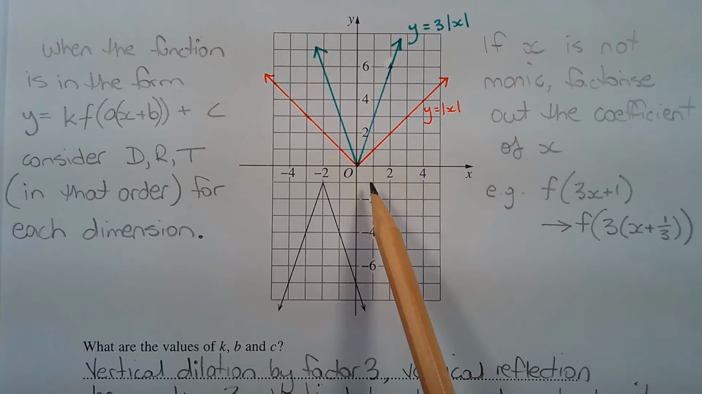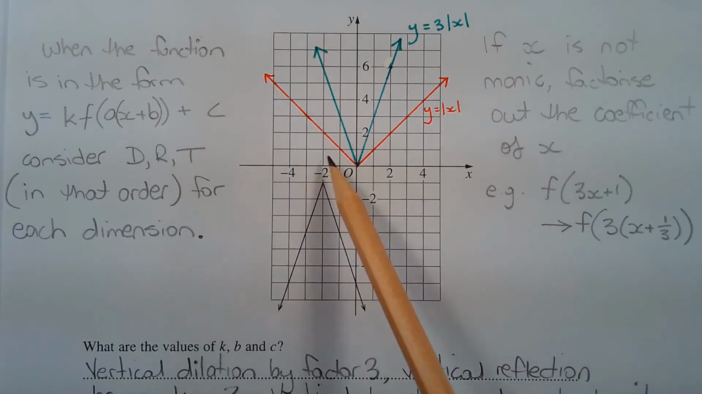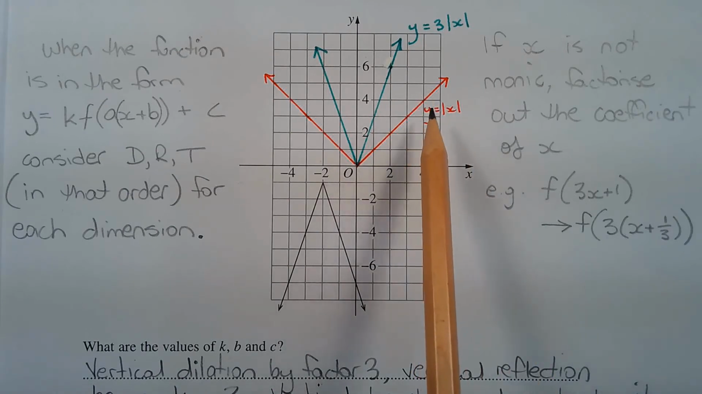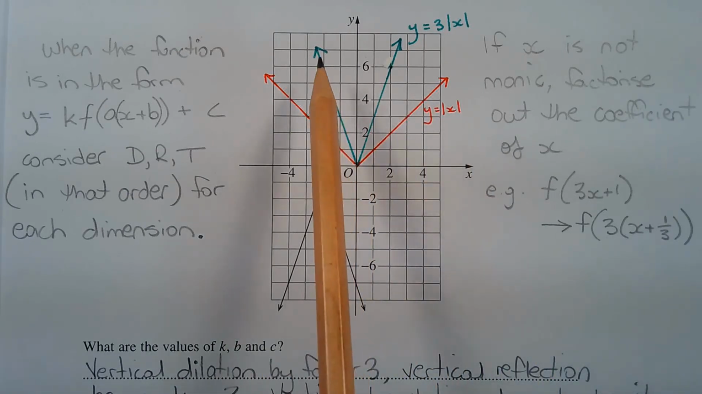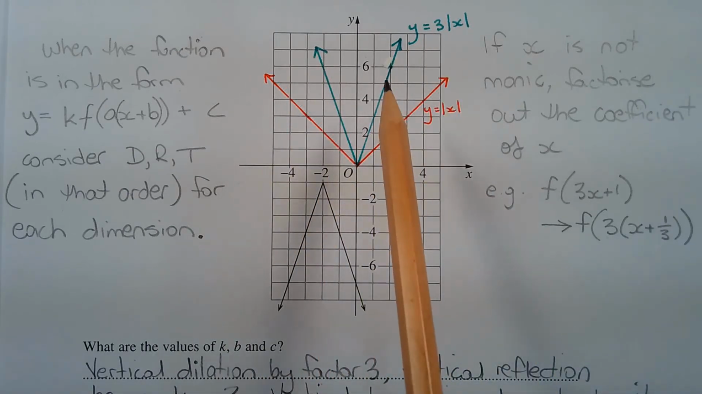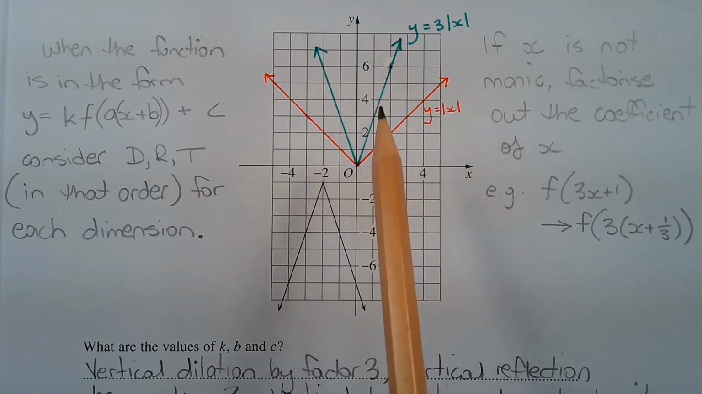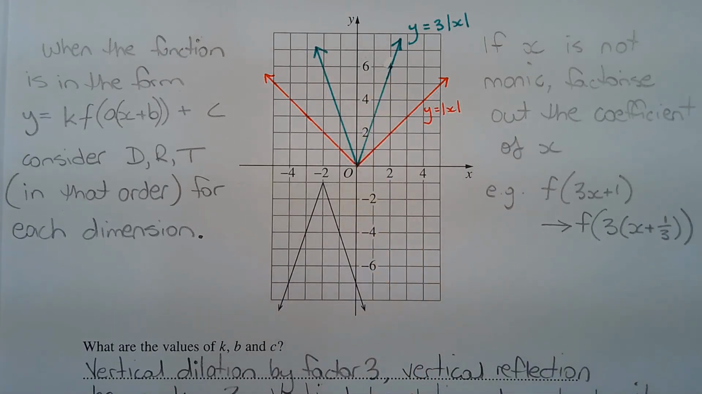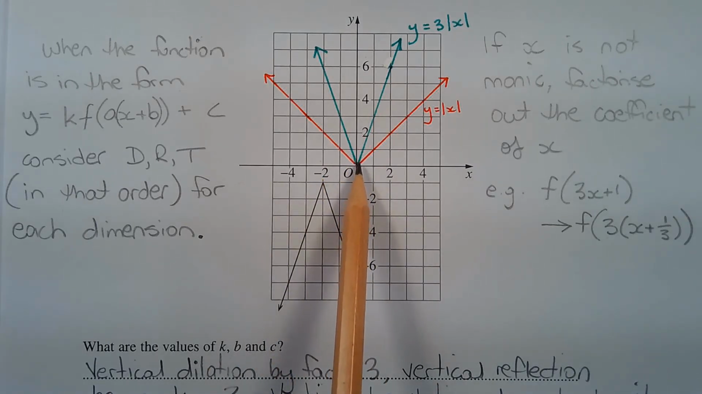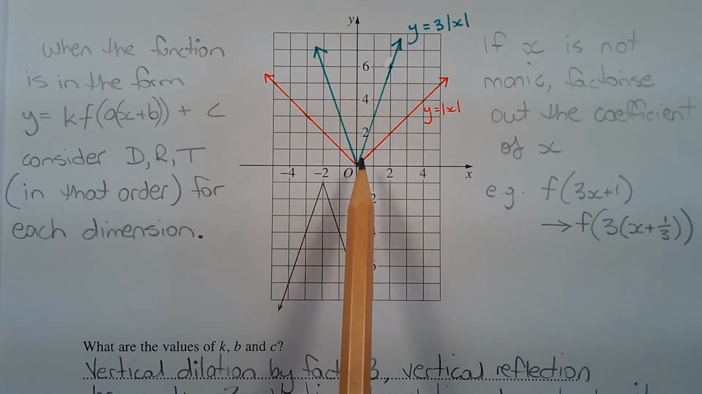Now, starting with the original function, y equals absolute value of x, and the graph of that is shown here in red. There's a vertical dilation by factor 3, so it becomes the green curve. There's also a reflection in the x-axis. There's also a translation vertically and also horizontally, and that can be seen by tracking the vertex of the original curve and then looking at the vertex of the transformed curve.